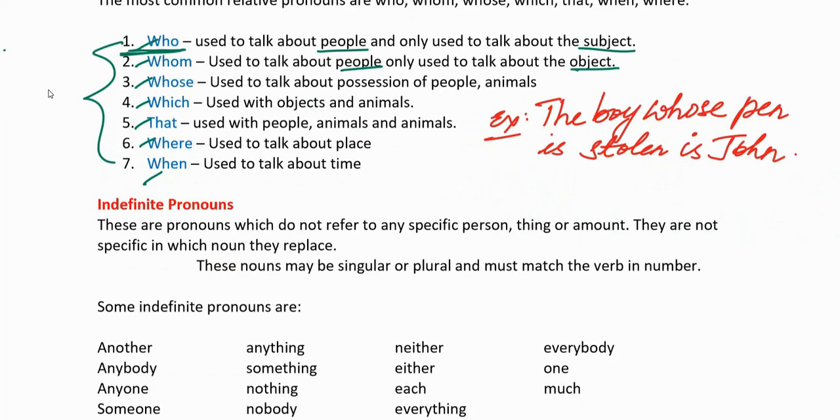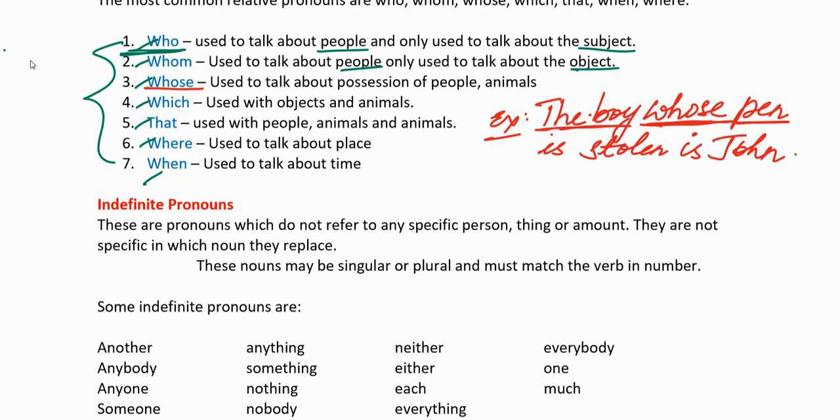Now the next relative pronoun is whose. Whose is used to talk about possession of people, animals. Remember, whose is used to talk about the ownership. Here in this sentence, the boy whose pen is stolen is John. Now, whose is a relative pronoun and it is talking about the possession of this boy. Who is the owner of this pen? The boy is the owner. And hence, without repeating the noun once again, without writing the boy is John, the boy's pen is stolen.